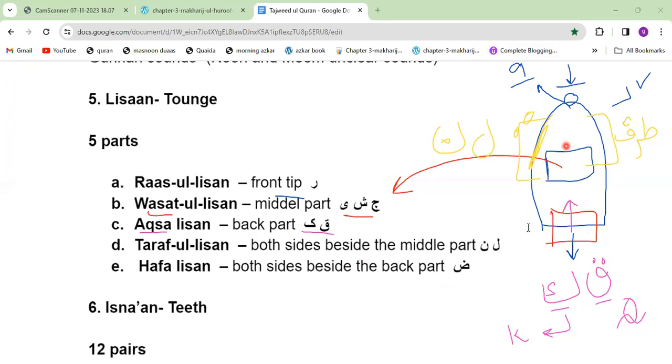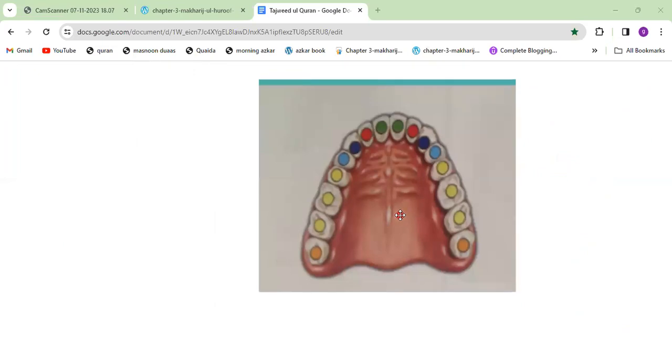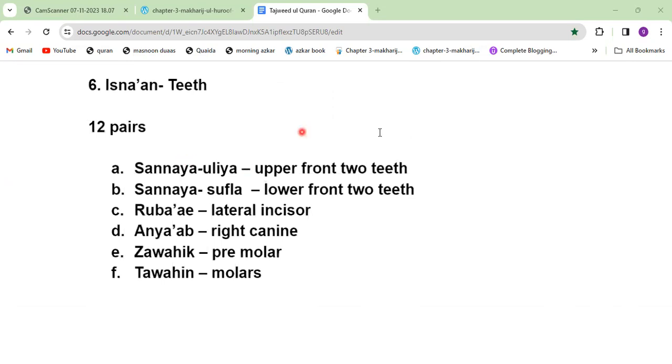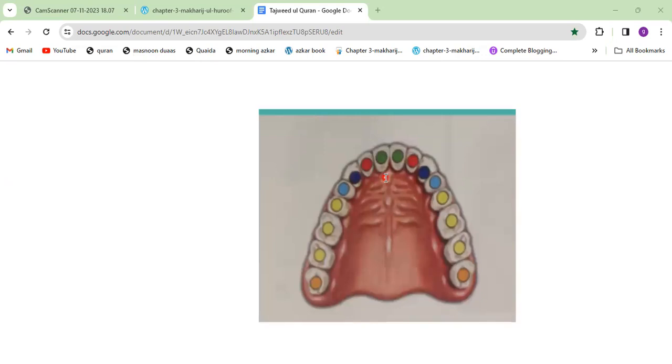I'm just going to remove all these things. Okay, so this is how our teeth look like. The upper palate and the lower palate both look the same, okay? Over here, if you can see, there are two green dots. These are our front two teeth, okay? So the front two teeth, we call them thanaya ulya, the upper front two teeth, the ones that are visible when we smile, okay?